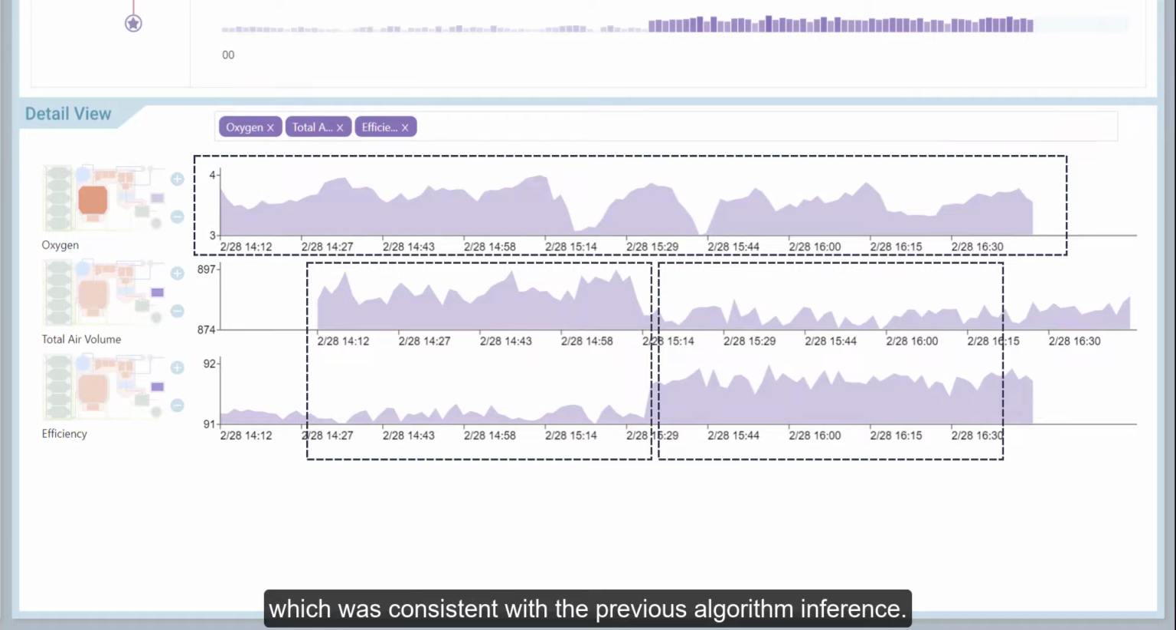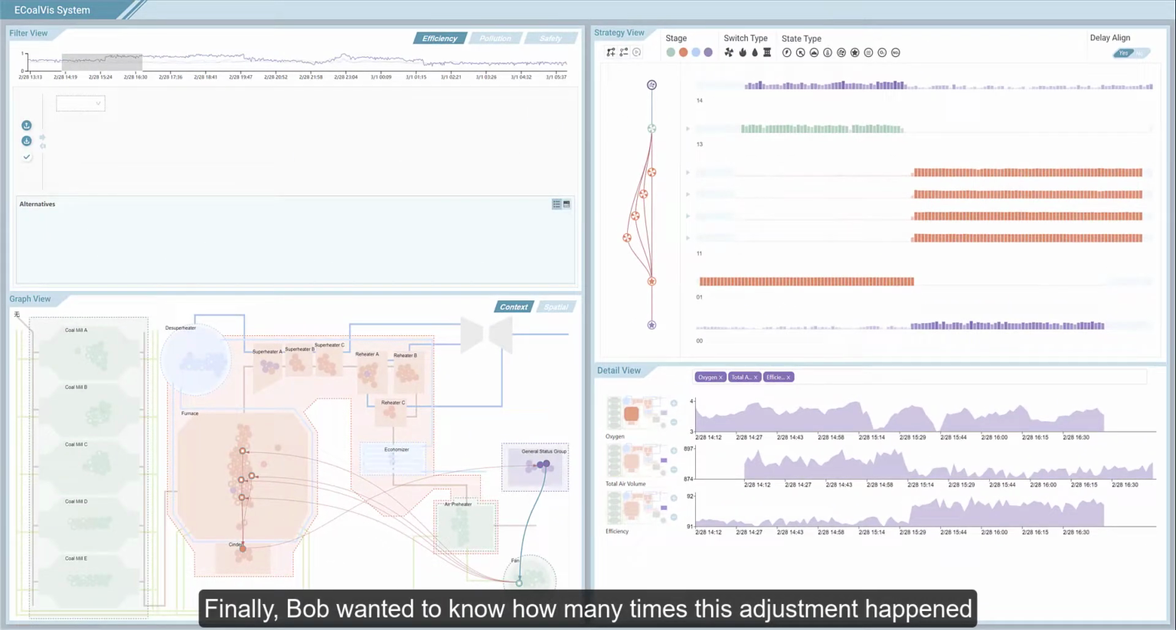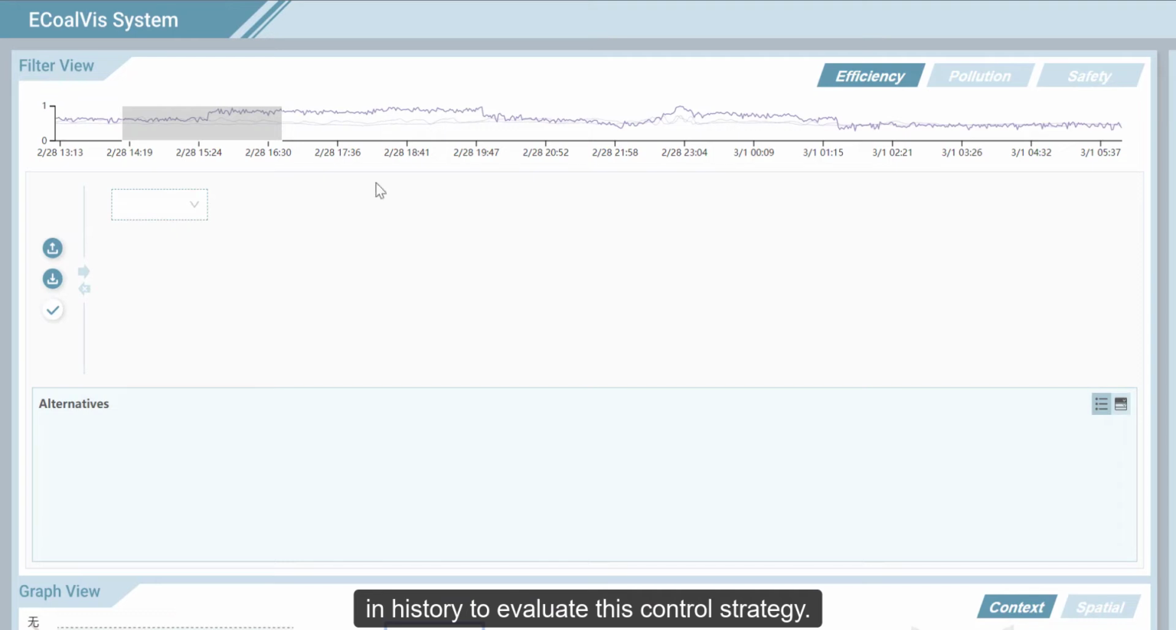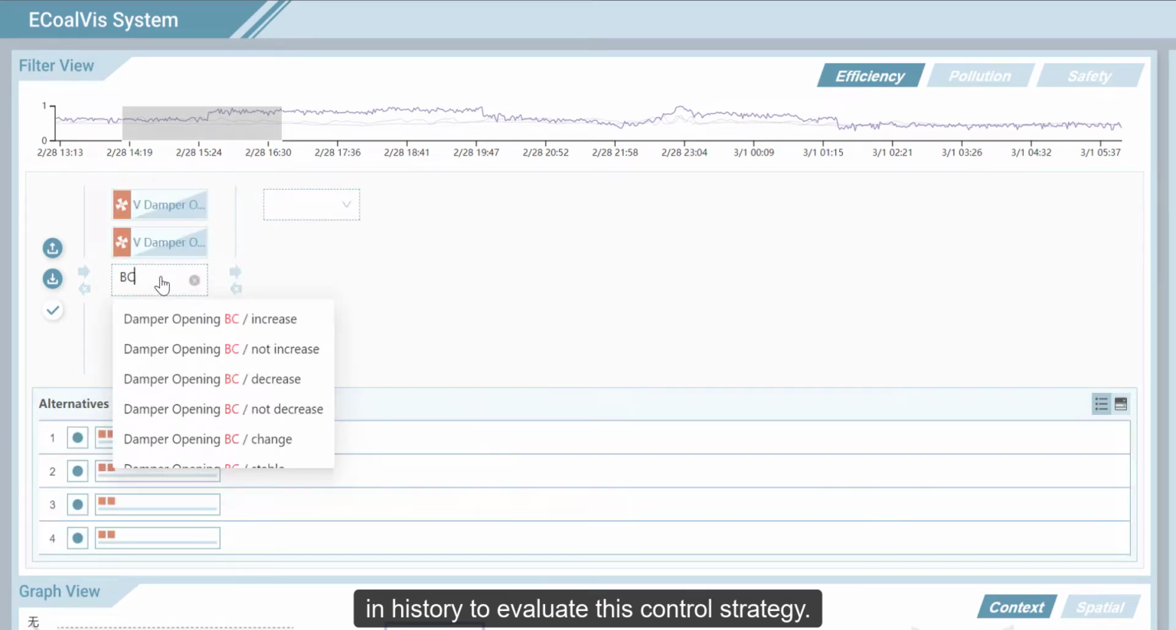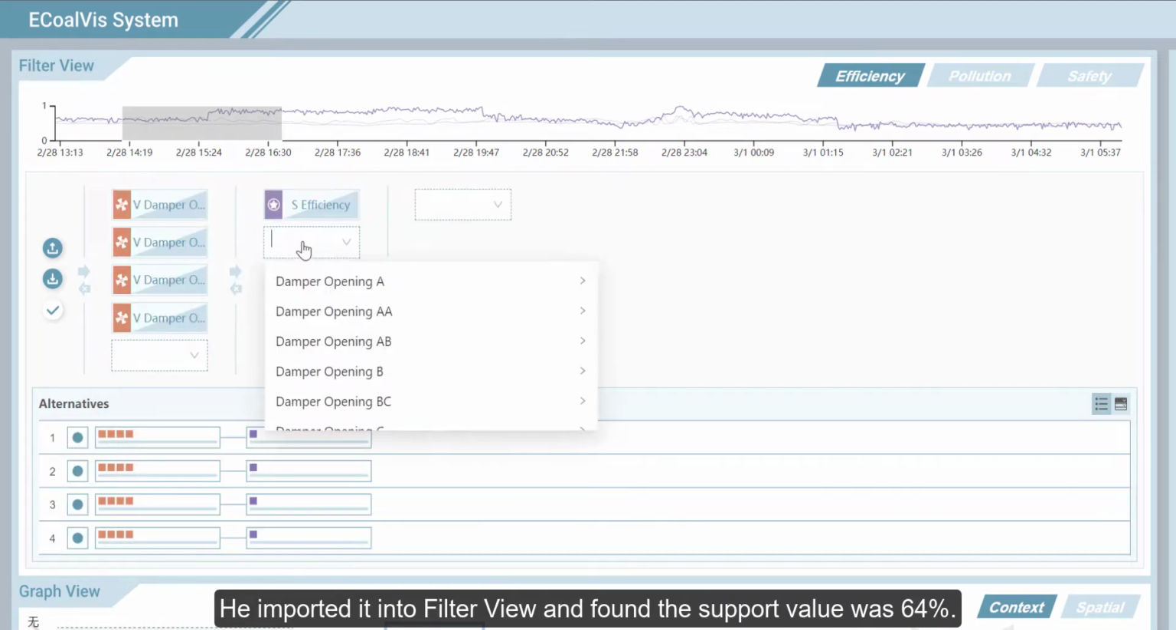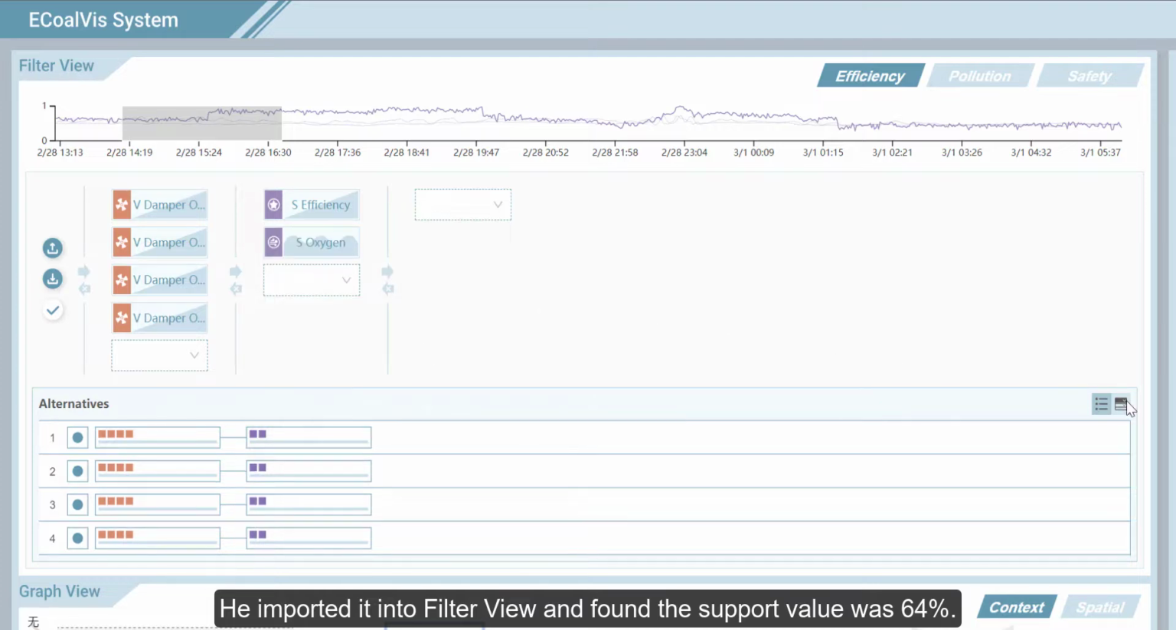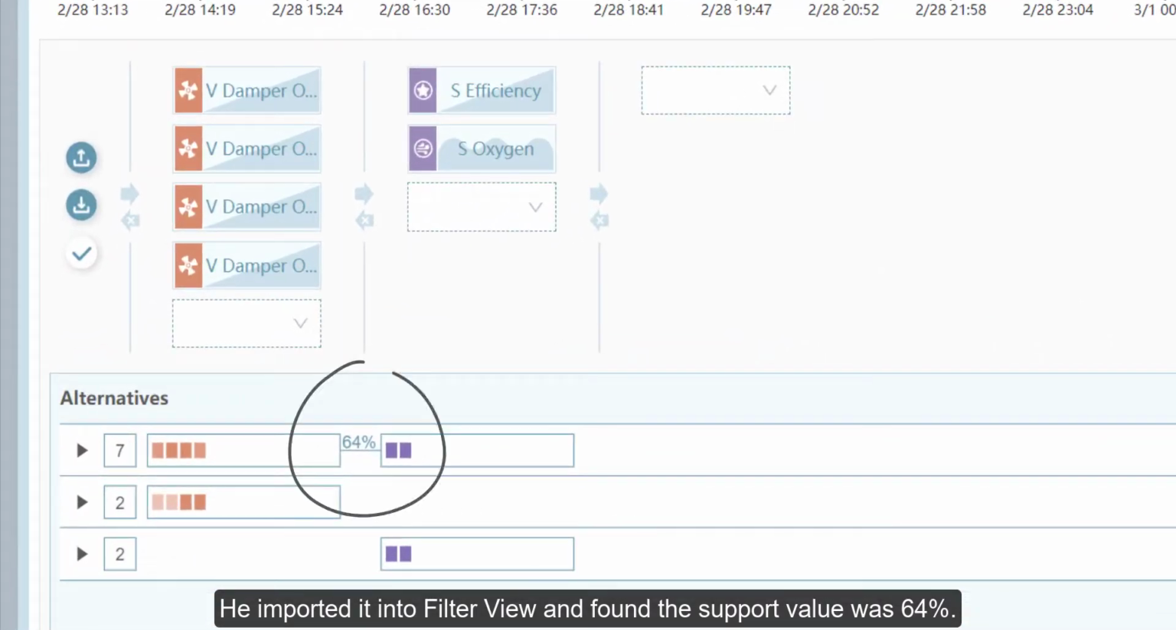the previous algorithm inference. Finally, Bob wanted to know how many times this adjustment happened in history to evaluate this control strategy. He imported it into filter view and found the support value was 64%.